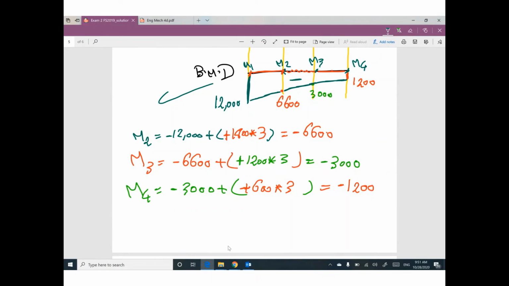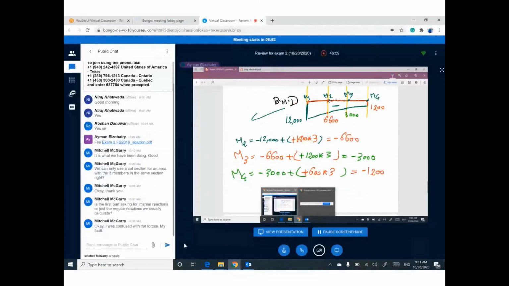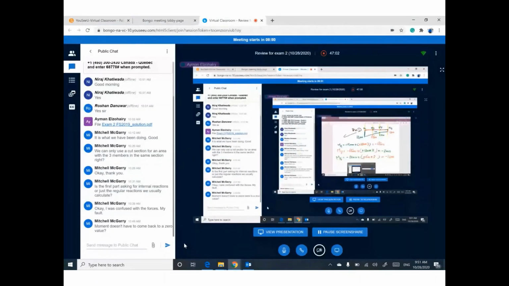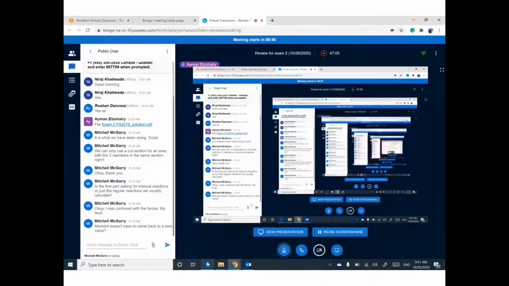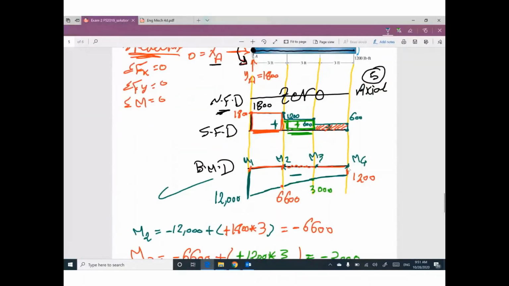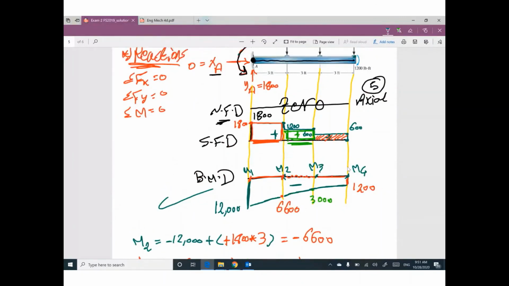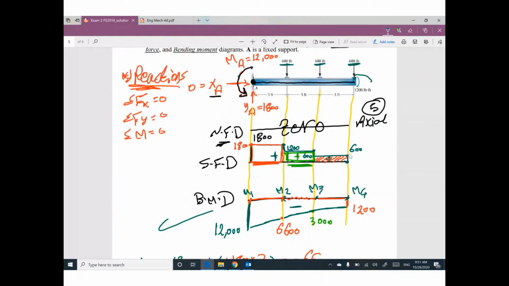Any question? Mitchell, this moment should go to 0, but in our case we have a moment given here, 1200. So your final value must be the same, just to check. Your final value here must be the moment here. If you don't have a moment, this value must be 0. If you have a moment, this value on the diagram must be the same value given, just to check your calculations.